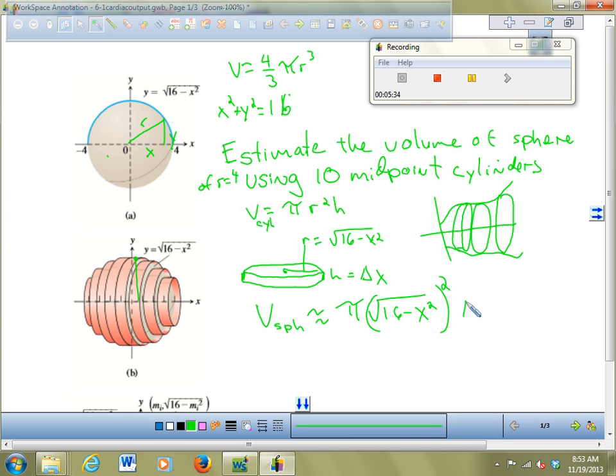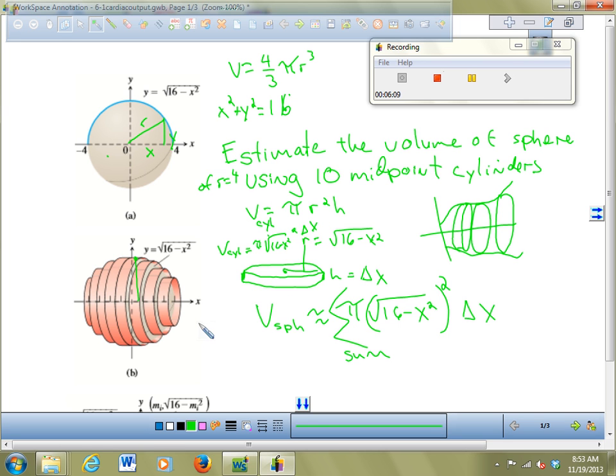Times delta x. And what I'm going to do with that is sum all those things up. See that? That symbol means the sum. They don't use this in your book. But if I want to find the volume of that sphere, I'm going to take all these little cylinders, right? The volume of one cylinder in terms of x is going to be pi times the square root of 16 minus x squared, times delta x.